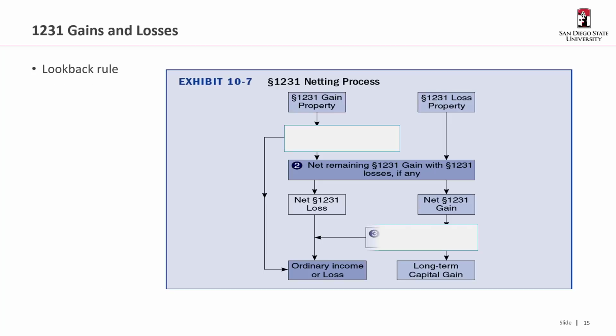Okay, so the good news is that gets rid of that hidden box, right? So now we're looking at it and we say, okay, we're going to net our 1231 gains and losses together. If we have a look back that applies, so we look back 5 years, were there any 1231 ordinary losses in prior years? Yes? Oh, well, in that case, you've got to treat the gain as ordinary to the extent of that loss. Otherwise, it falls down to the long-term capital gain, just as it did before we had the look-back rule.